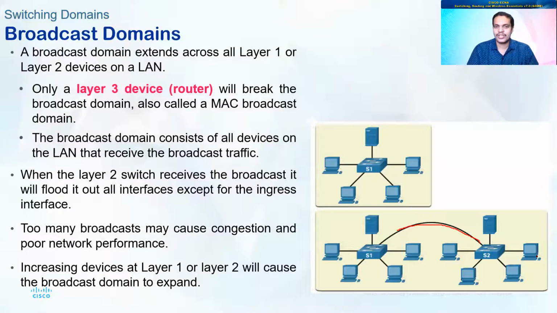So when the layer 2 switch receives the broadcast, it will simply flood it out on all the interfaces except for the ingress interface. Take the second diagram: if switch 1 sends out a broadcast message, it is received by everybody in this segment as well as everybody in this segment also. So too many broadcasts will cause congestion and will result in poor network performance.